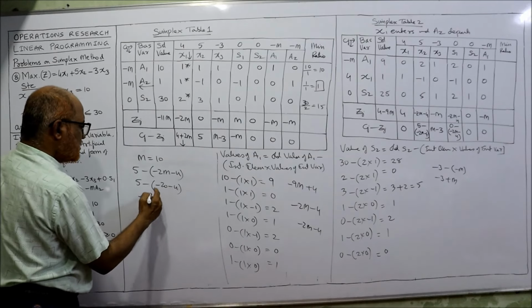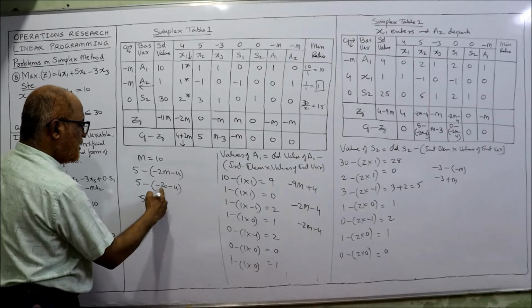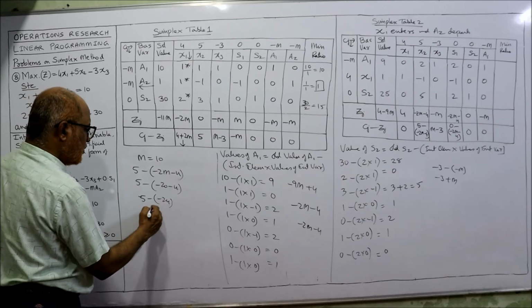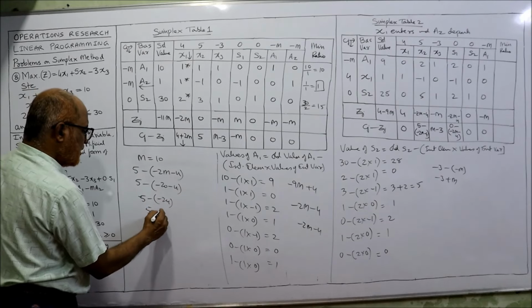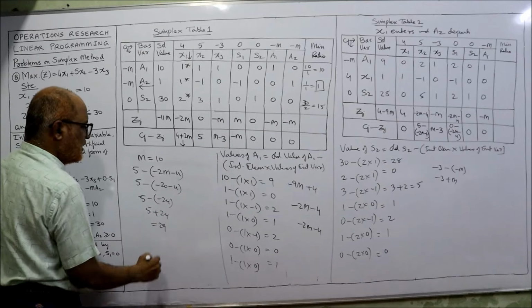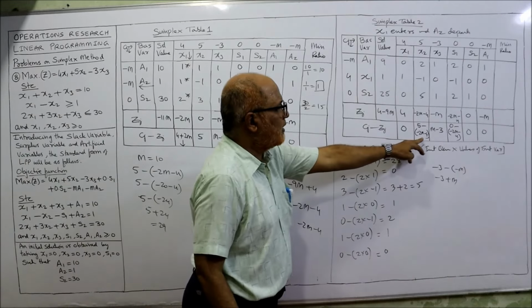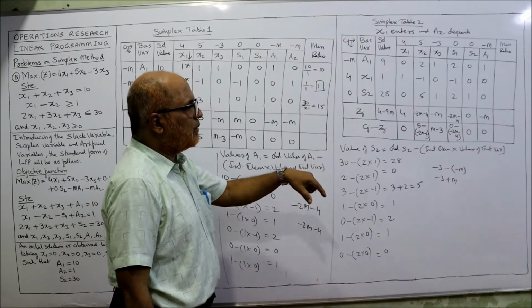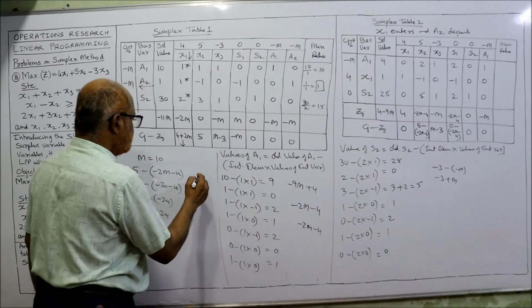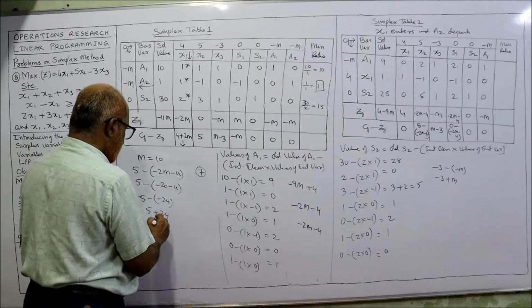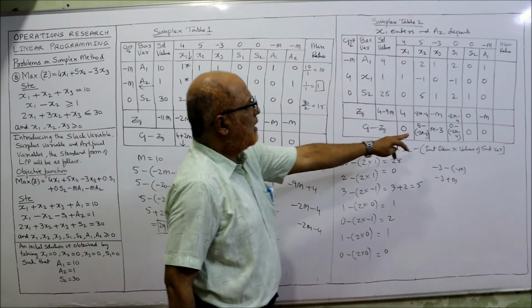So 5 minus 20 and minus 4 will become minus 24. So 5 minus into minus will become 24. That is equal to 29. So this one is 29. Yeah, m minus 3. 10 minus 3 is 7.